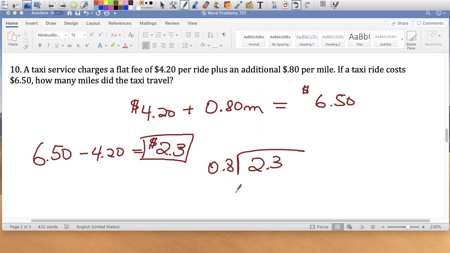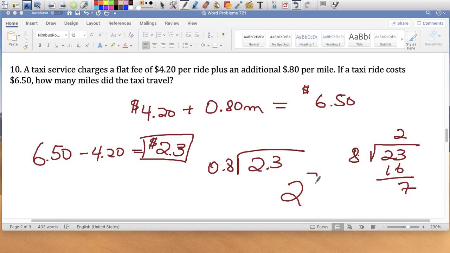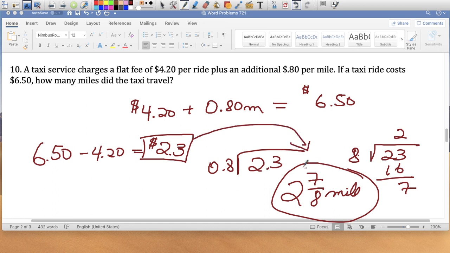in that taxi. So let's move this one over, so it becomes 8, and this inside becomes 23. 8 and 23 goes 2 times, which is 16. 7 left over. I'm going to stop here. I'm not going to continue to turn this to a decimal. So the taxi drove me for 2 miles, 2 and 7/8 of a mile. And that's what this $2.30 represents. That's how, right? Okay. So hopefully I didn't confuse your multiple question.